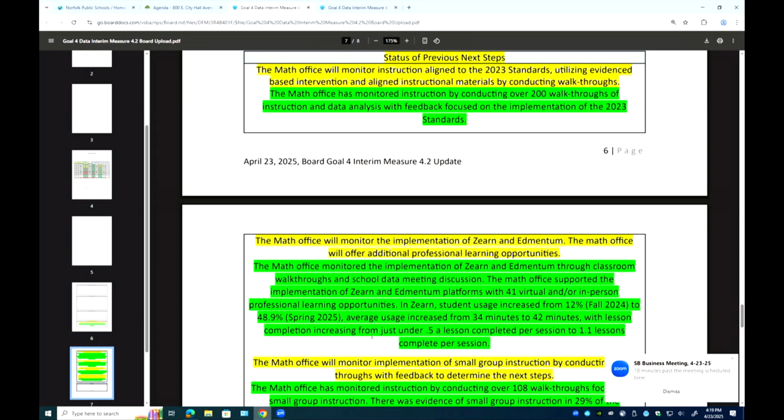And student usage increased from 12% in the fall to 48.9% in the spring. And I think more importantly, the average usage increased from 34 to 42 minutes because ZERN really wants you on there 35 to 40 minutes a session. So we're really hitting that now, with lesson completion increasing from just under 0.5 lessons completed per session to 1.1 lessons completed. So we're in a good spot with that now.